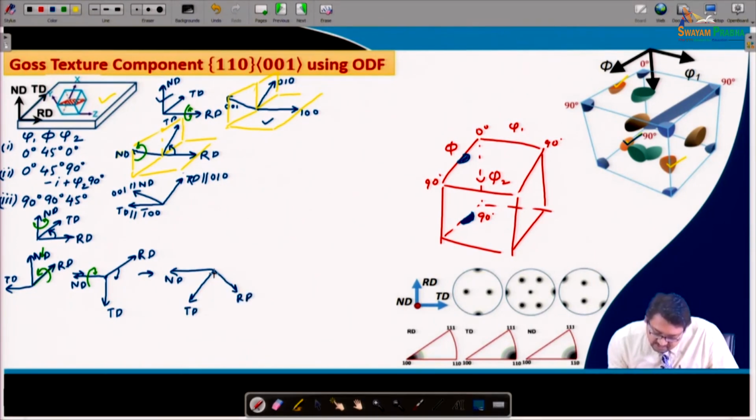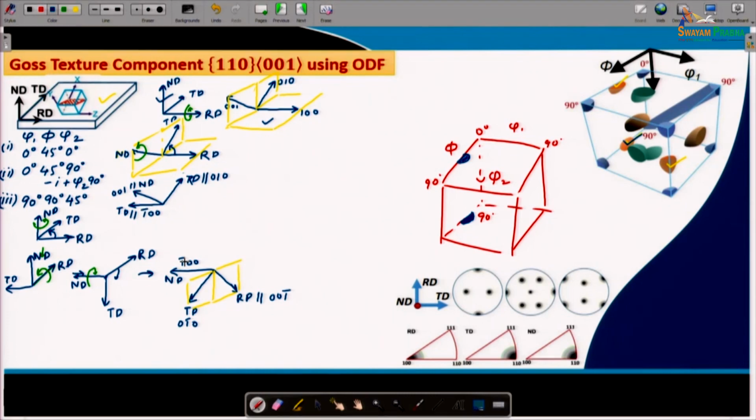In order for you to realize the 3-dimensional nature of this construction, I am drawing this yellow color, and then you see that RD is basically parallel to 0 0 1 bar, TD is basically parallel to 0 1 bar 0, whereas ND is basically parallel to 1 bar 0 0. So, this position 90, 90 and 45 degrees can be seen in the form of the position phi 1 equal to 90, phi equal to 90 and phi 2 equal to 45.